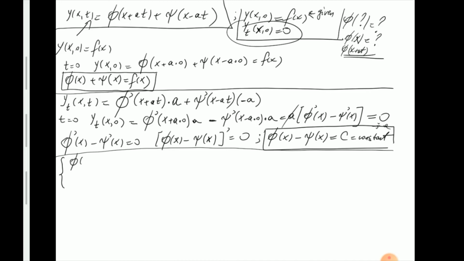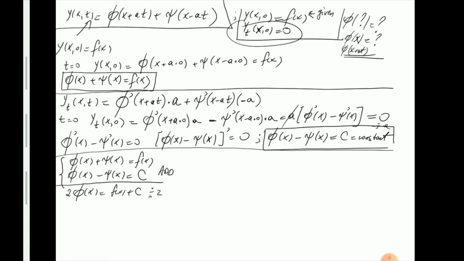So together we have two conditions, right? The first condition gave us the sum equal to f of x. The second condition gave us the difference between phi and psi, which ended up being a constant. So we can solve now for phi and psi, just like we solve a 2 by 2 system. If we add the two, that will eliminate psi. So we have 2 phi of x equals f of x plus c. Divide both sides by 2. That gives me phi of x equals 1/2 f of x plus c over 2.